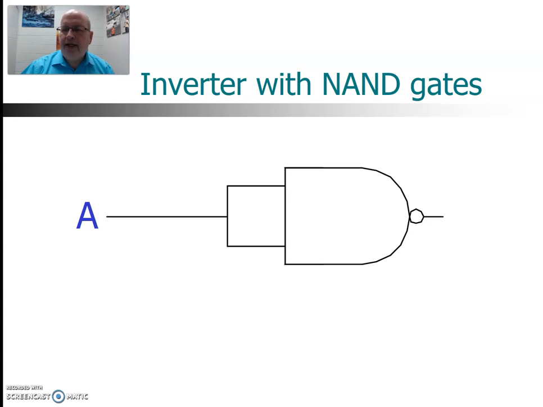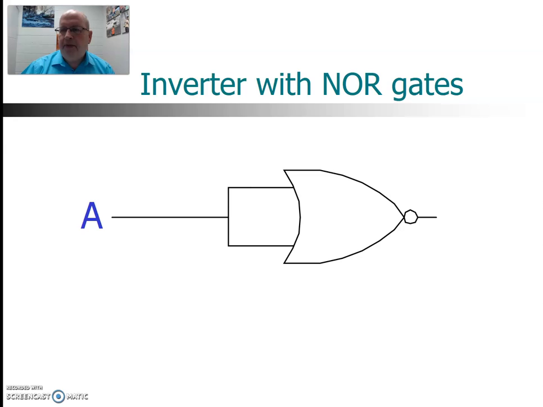Here is a NAND gate configured as an inverter, and all we do is take both inputs and tie them together. So think about that. If we put a 0 in as the input, that would be 0 and 0, gives us a 0, gets inverted, becomes a 1. If we put a 1 in, that would be 1 and 1, gives us a 1, it gets inverted, becomes a 0. So by tying these two inputs together, we have the NAND gate functioning as an inverter. We can do the same thing with a NOR gate. Tie both inputs together, and we have an inverter.